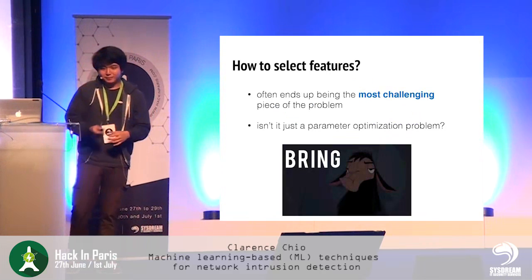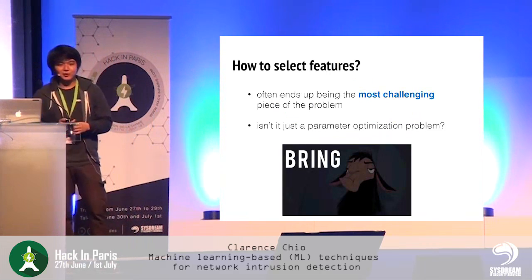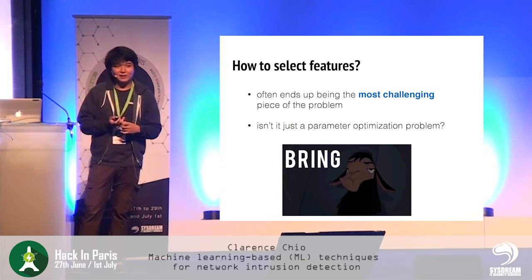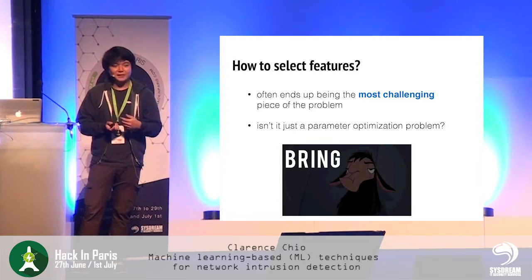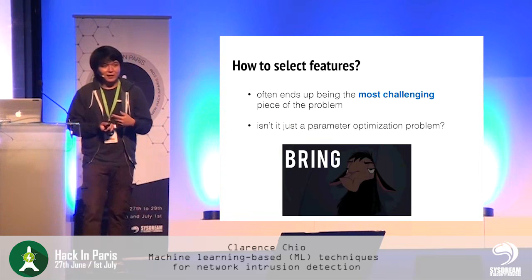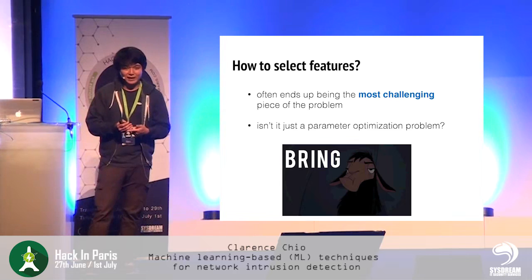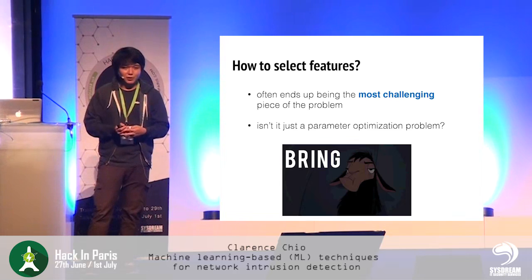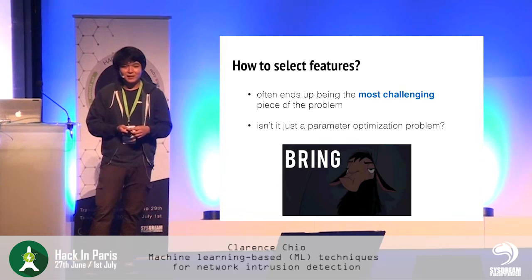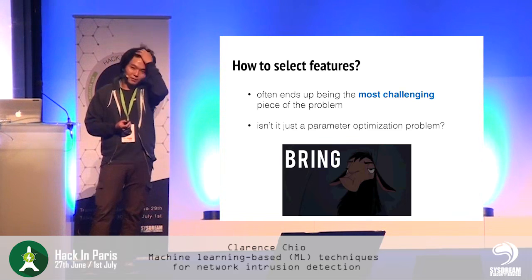How do you select features? It often ends up being the most challenging piece of the problem because the success of your machine learning model depends on the features that you select. I think methods such as principal component analysis, PCA, or deep neural networks have been so successful because they extract the human out of the problem.